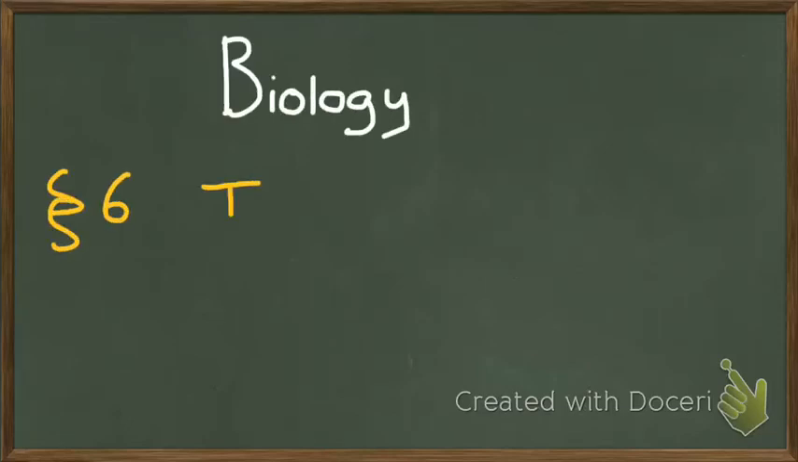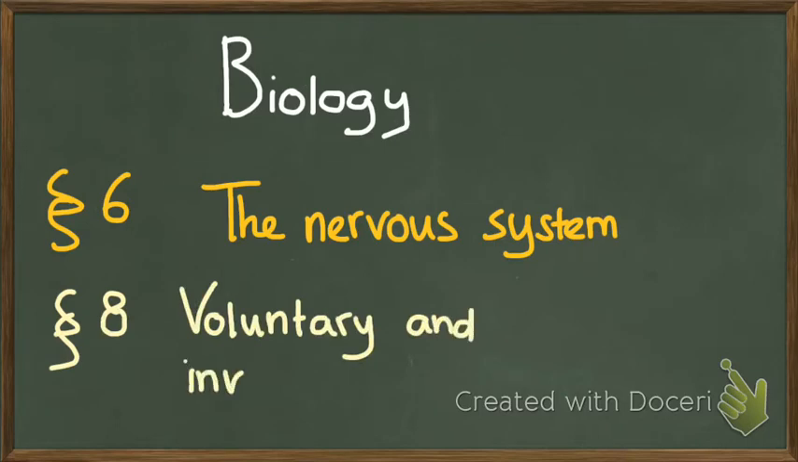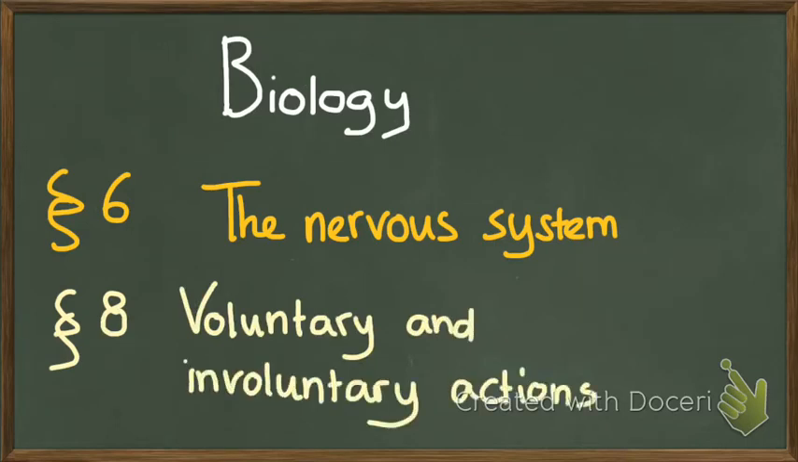Welcome to another biology video in the chapter Senses and Coordination. Today we're going to do two paragraphs. Paragraph 6, the nervous system, and paragraph 8, voluntary and involuntary actions. We're combining these together because they just go hand in hand with each other, and we might as well just immediately explain them.